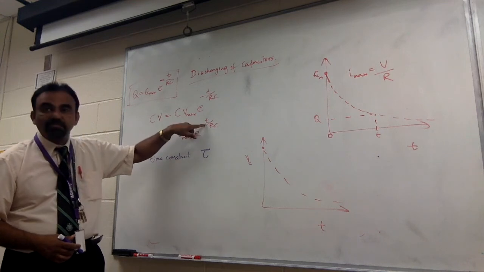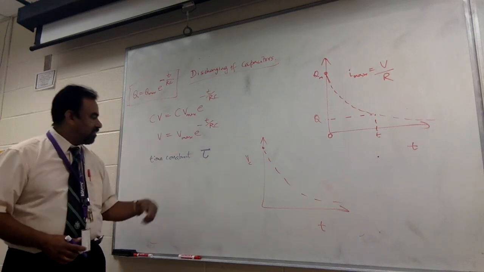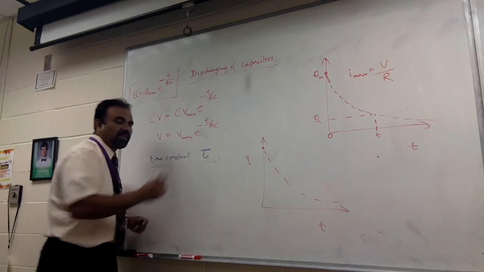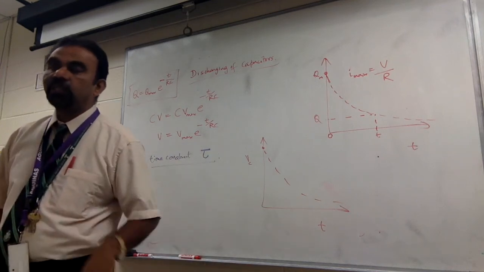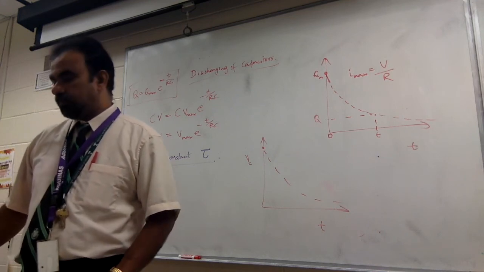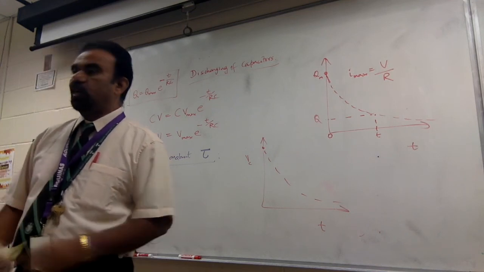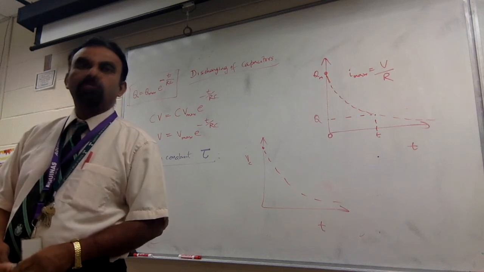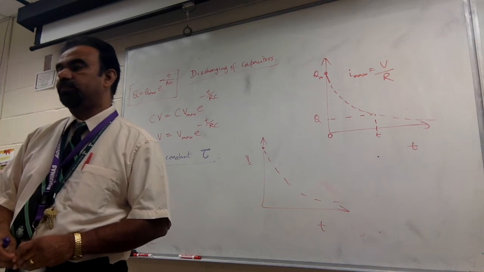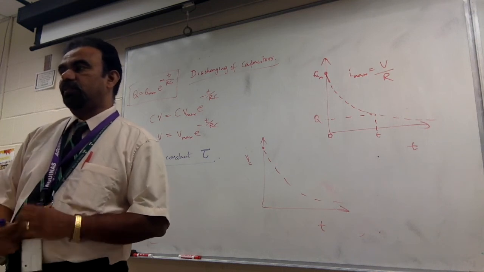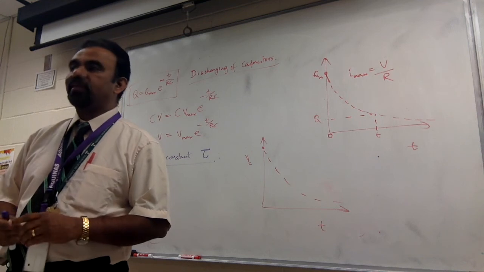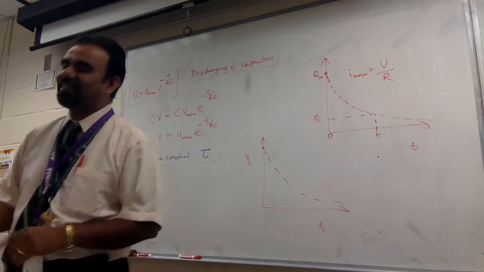See this time? So the time constant tau is defined as what? Write down the definition I'll give you. It's the time taken for a capacitor to discharge to 1/eth.